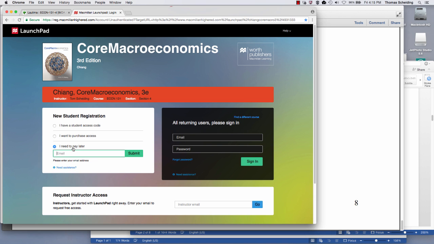You can say that you'll pay later, and I think they give you like 2 weeks for free, but after 2 weeks you'll need to pay the $100. And then as you're signing up for it, if you bought the book at the bookstore, you will have been given an access code, so that would be how you access everything. But once you've done it, you'll have an email address and a password to sign into the system. I obviously already have such a thing.